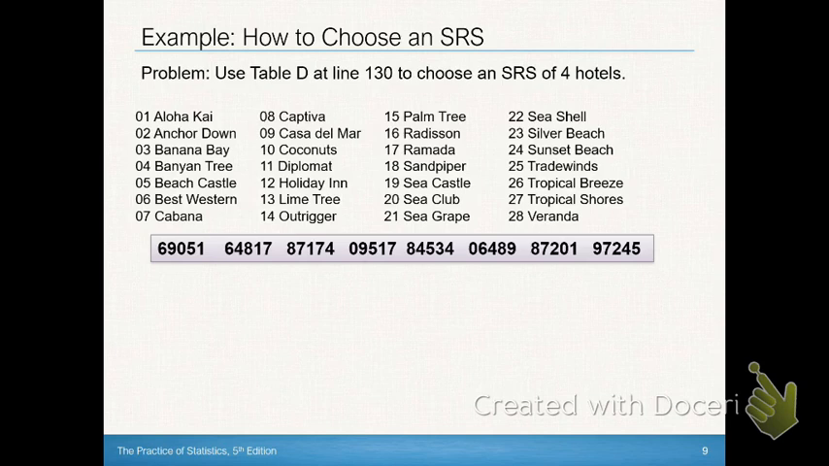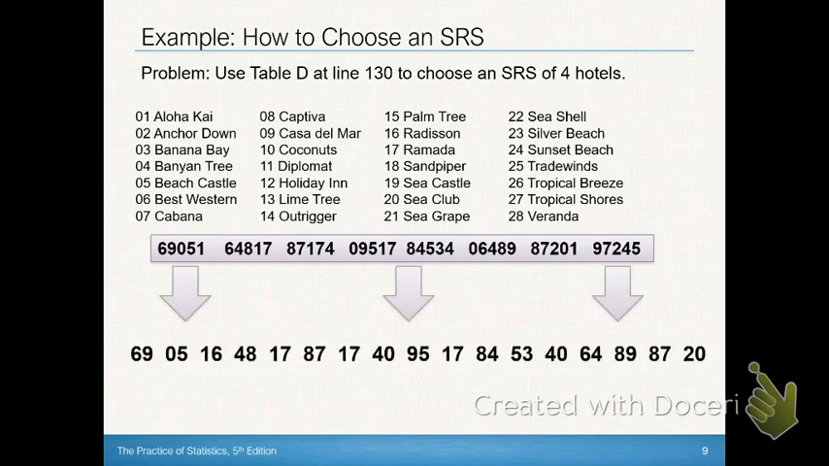So here are a bunch of hotels. There are 28 of them, and I want to pick 4 of them. The line that you see in the pinkish purplish box is a line from your random number table, line 130. So I picked a random place to start, and that's the line from my random digit table. Since I have 28 hotels, I'm going to be working with 2-digit numbers. So I'm taking this list of numbers and splitting them up into 2 digits at a time.